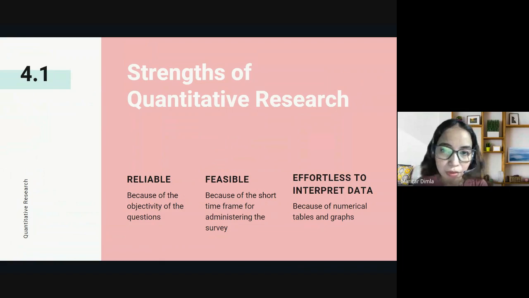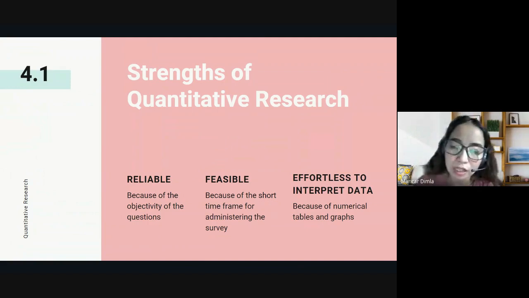And it is feasible because of the short time frame for administering the survey. Diba? So if the question is available and fixed, and even the answer, it is really possible, okay, to accomplish your study in a short period of time. Okay? All right. And then lastly, it is effortless to interpret data. Like what I've said, you just have to come up with a table, and then you just have to interpret it based on what you observe from the table.